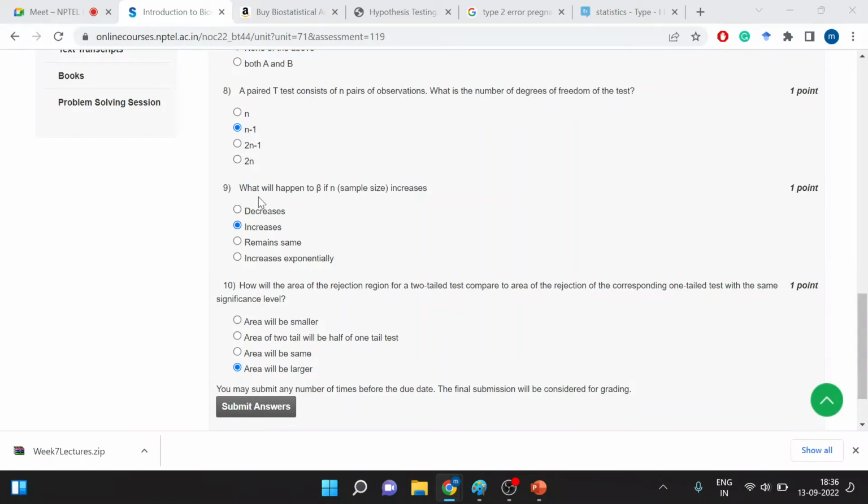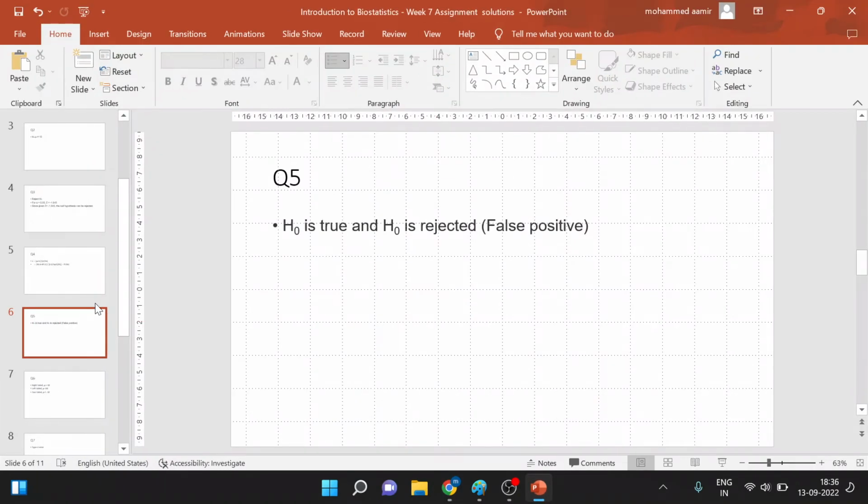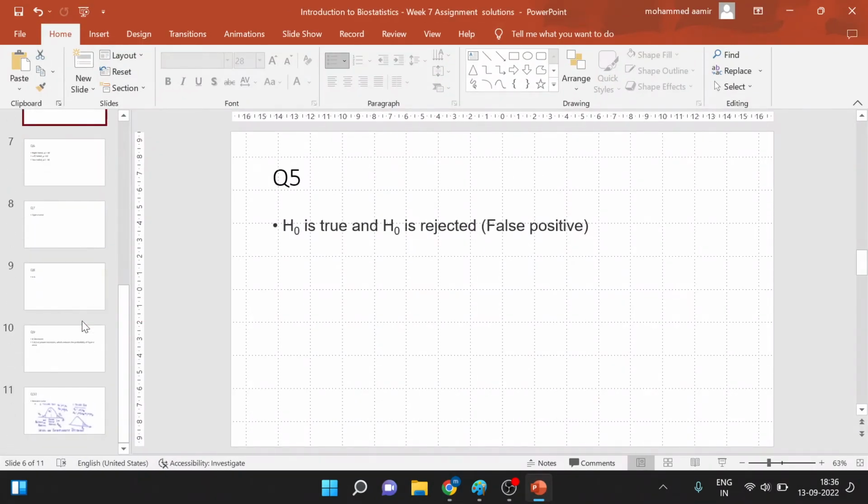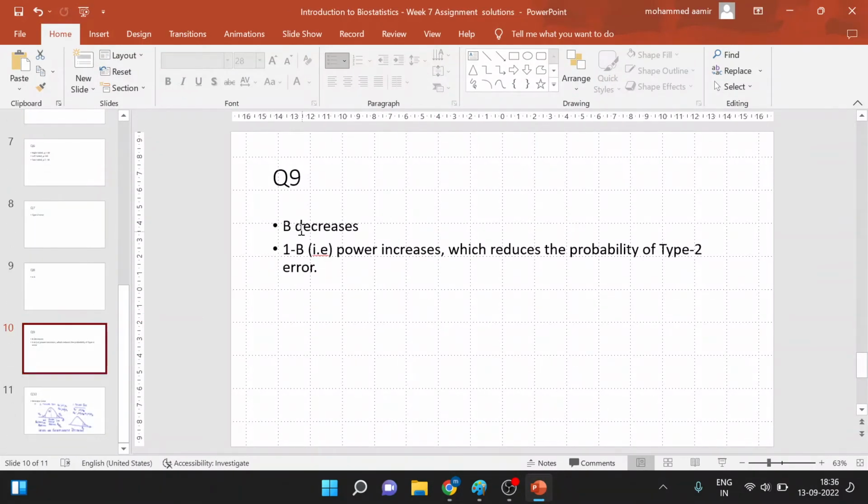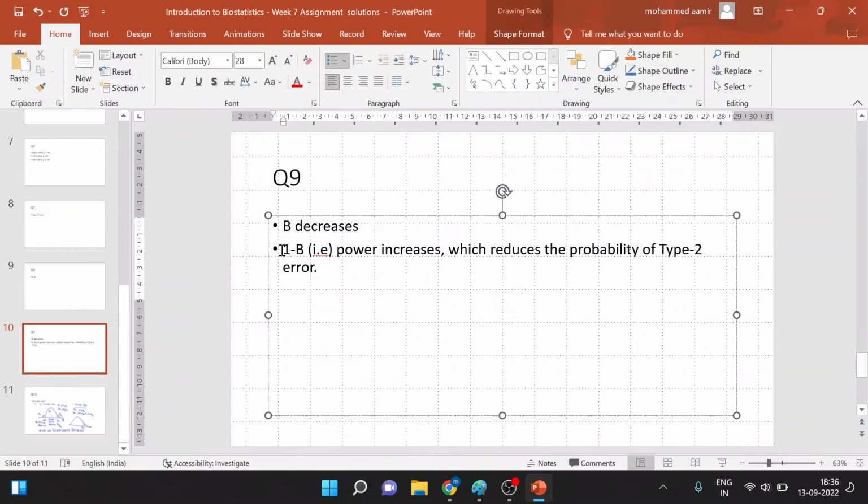Okay, what will happen to beta if your sample size increases? So for this, I'll just tell you what beta means. So beta is actually a parameter you use while figuring out the power of a test. Okay, and the power of a test is given by 1 minus beta. Okay, this is called the power. Let me just write this.